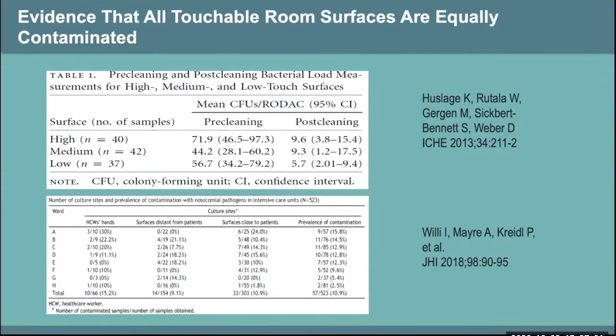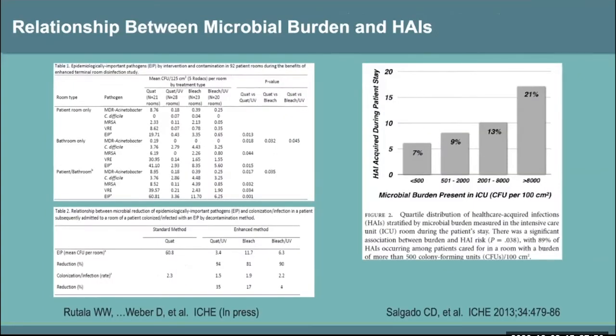But when you look at contamination here, in two studies, the first one done by our group and another study down below, you would find that the number of organisms on a high-touch and a low-touch surface are similar. If you actually count the colony-forming units for those organisms, it doesn't matter whether it's a high or low touch surface, they're contaminated. And that's why we don't believe that we should be just disinfecting high touch surfaces. We ought to be disinfecting all the touchable surfaces.